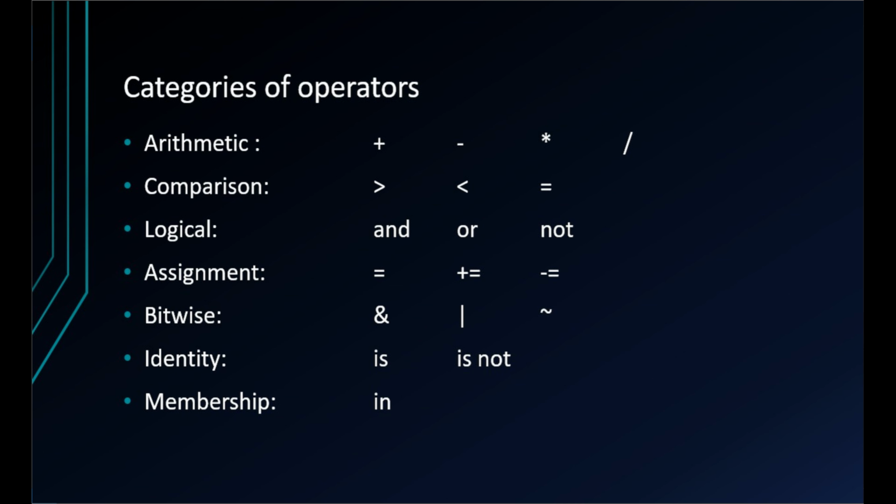The arithmetic operators, like the plus for addition, minus for subtraction, slash for division, asterisk for multiplication. Then we have the comparison operators, like less than, greater than, etc. And then the logical operators, like the and, or, and not operators. And then the assignment operators, like the ones that use the equal sign. And then we have other operators that we're going to cover later. These are the bitwise operators, the identity operators, and the membership operators.